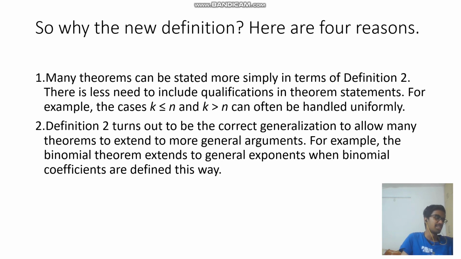So why the new definition? Here are 4 reasons. Many theorems can be stated more simply in terms of definition 2. There is less need to include qualifications in theorem statements. For example, the cases k less than or equal to n and k greater than n can often be handled uniformly. Definition 2 turns out to be the correct generalization to allow many theorems to extend to more general arguments. For example, the binomial theorem extends to general exponents when binomial coefficients are defined this way.